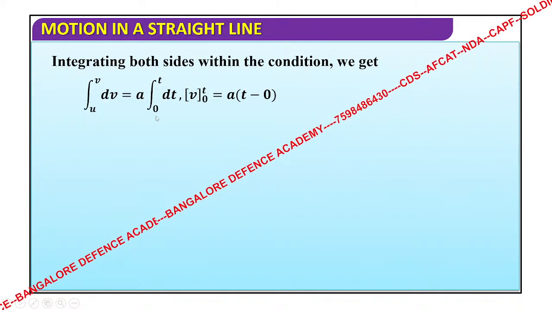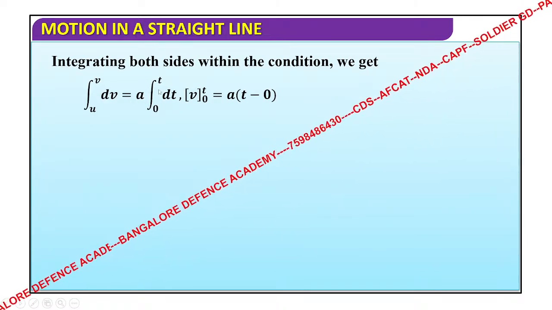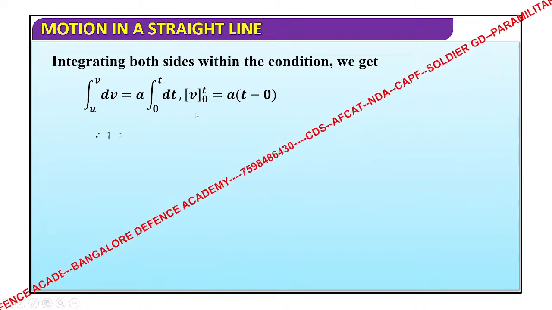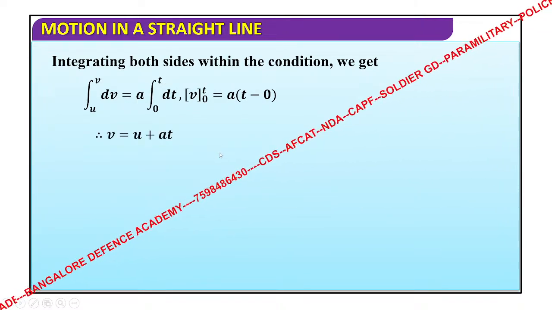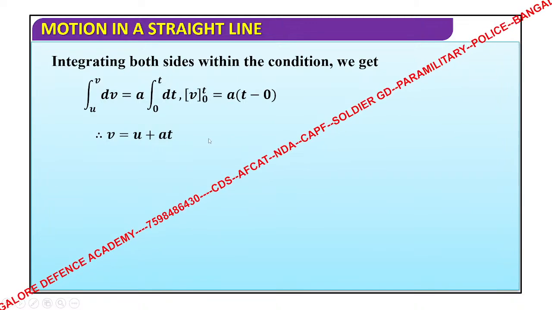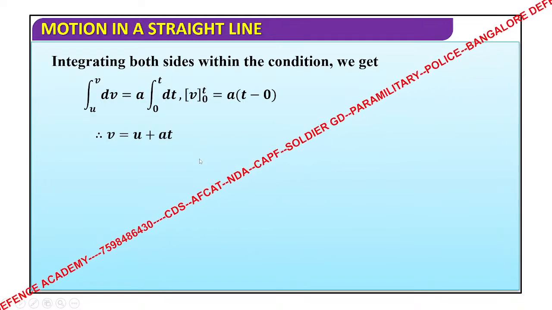I have taken the initial velocity as 0. Okay, that time taken is 0 and the final is t. So when I integrate this, I get v is equal to u plus at. So this is with the help of the calculus method, integration. I get the first equation.